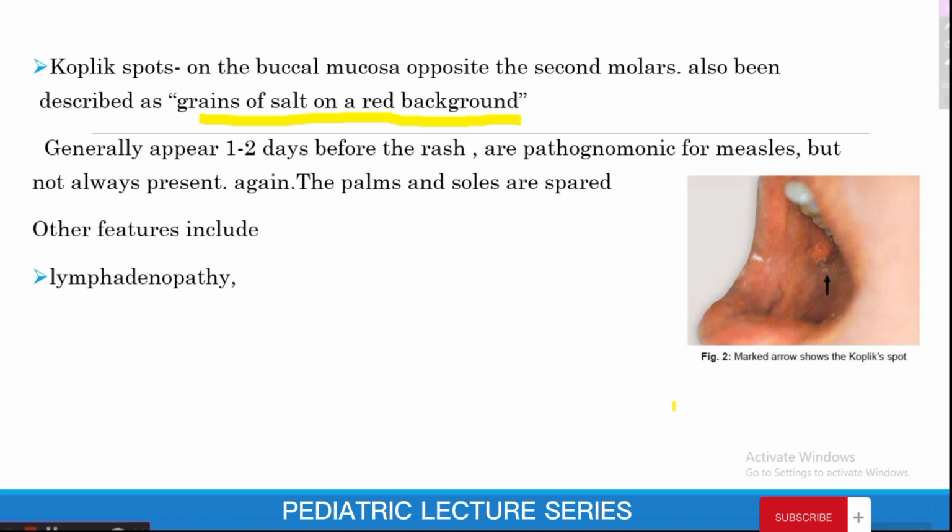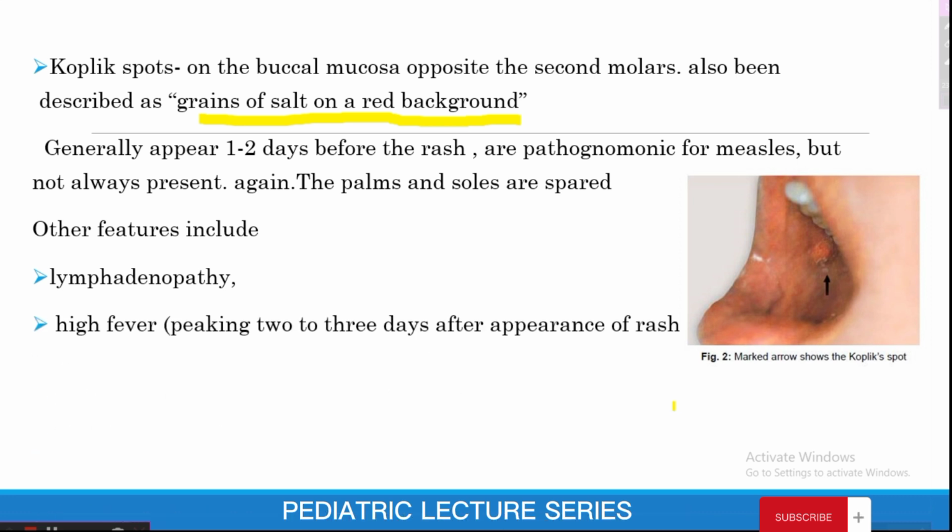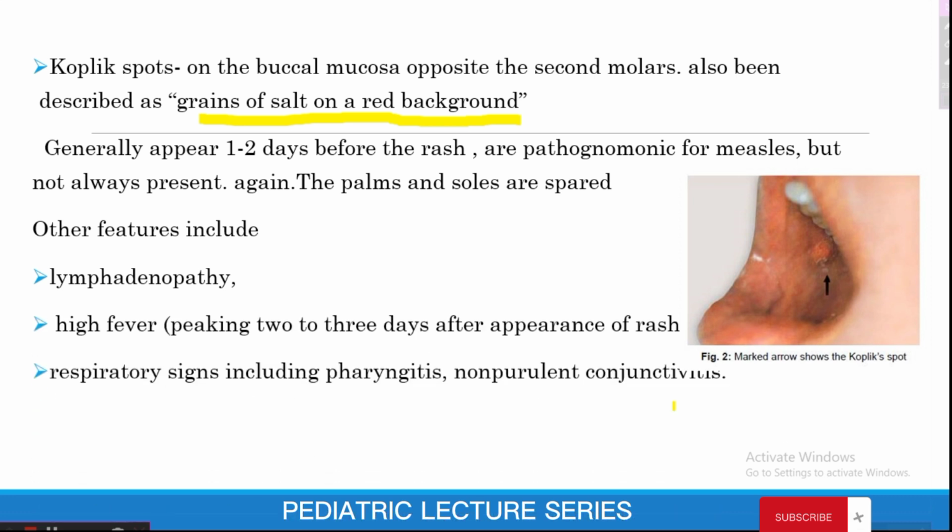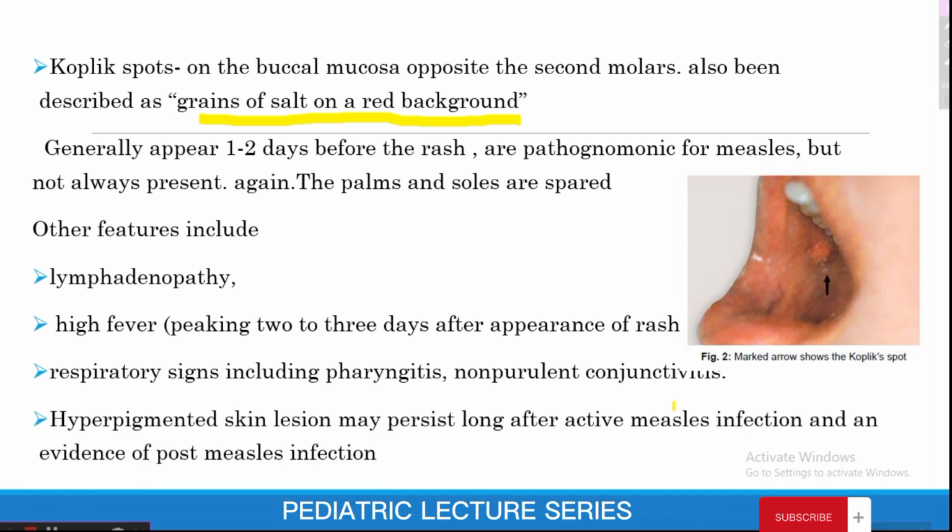Other features of this phase include lymphadenopathy, high fever which peaks 2 to 3 days after the appearance of the rash, respiratory signs including pharyngitis, and then non-purulent inflammation of the conjunctiva. Hyperpigmented skin lesions may persist long after the active measles infection. This will act as evidence of post-measles infection.